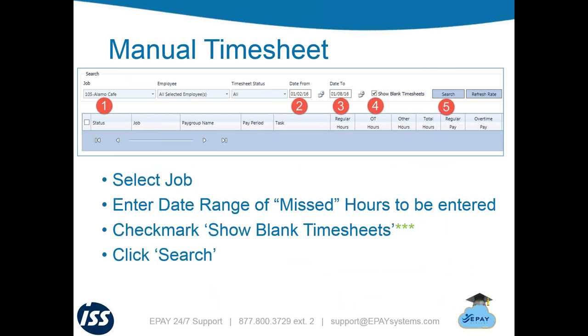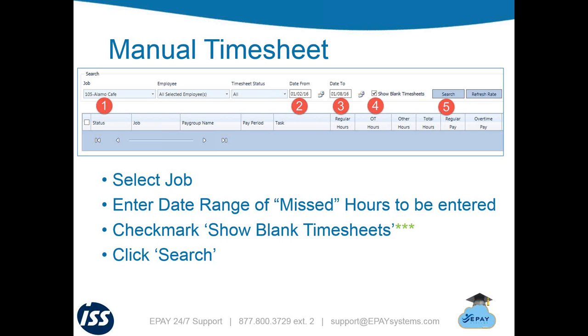So step one here is going to be select the job. You're going to tell the system, what job do I need to enter a manual timesheet for? Now, if an employee worked 3 different jobs and this employee didn't get paid for any of those jobs, then you're going to actually create 3 manual timesheets, 1 for each job.